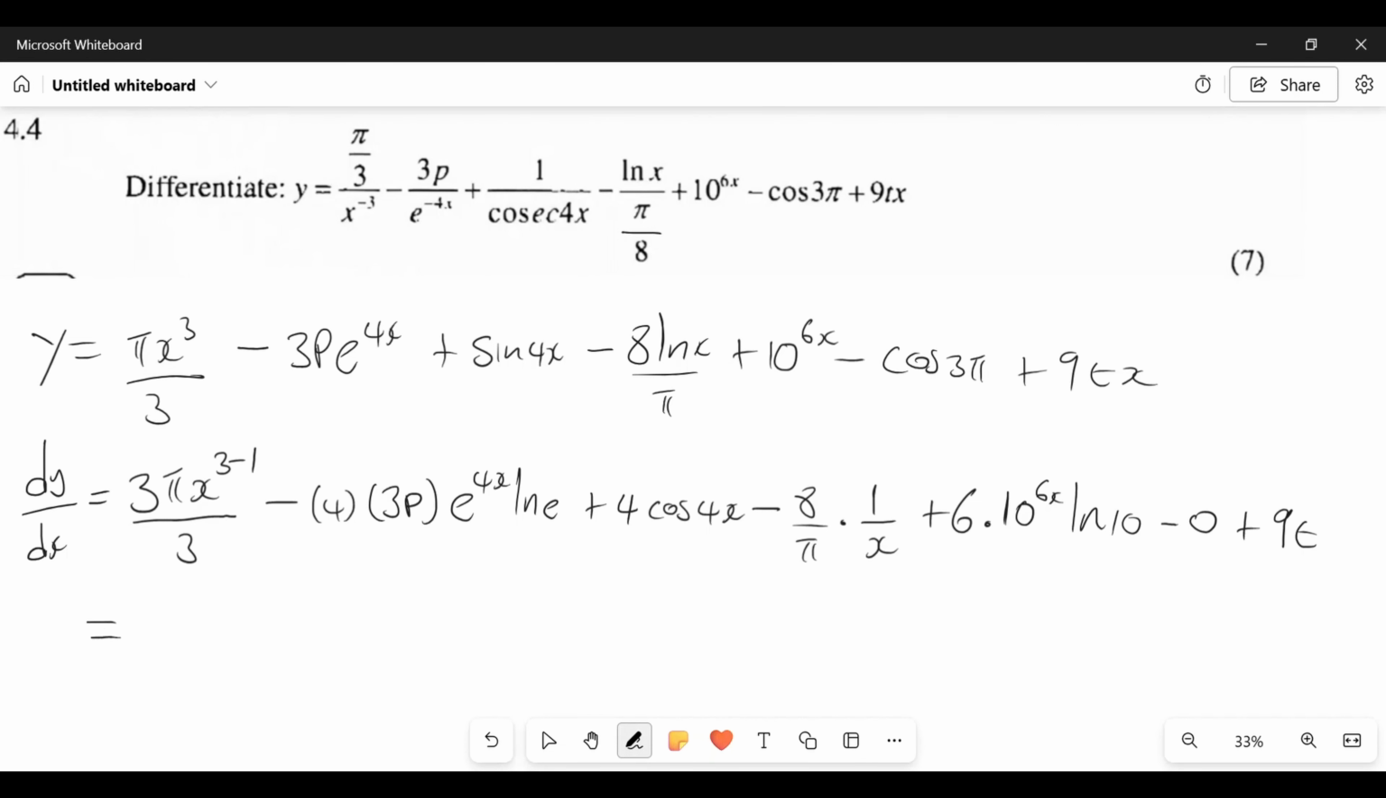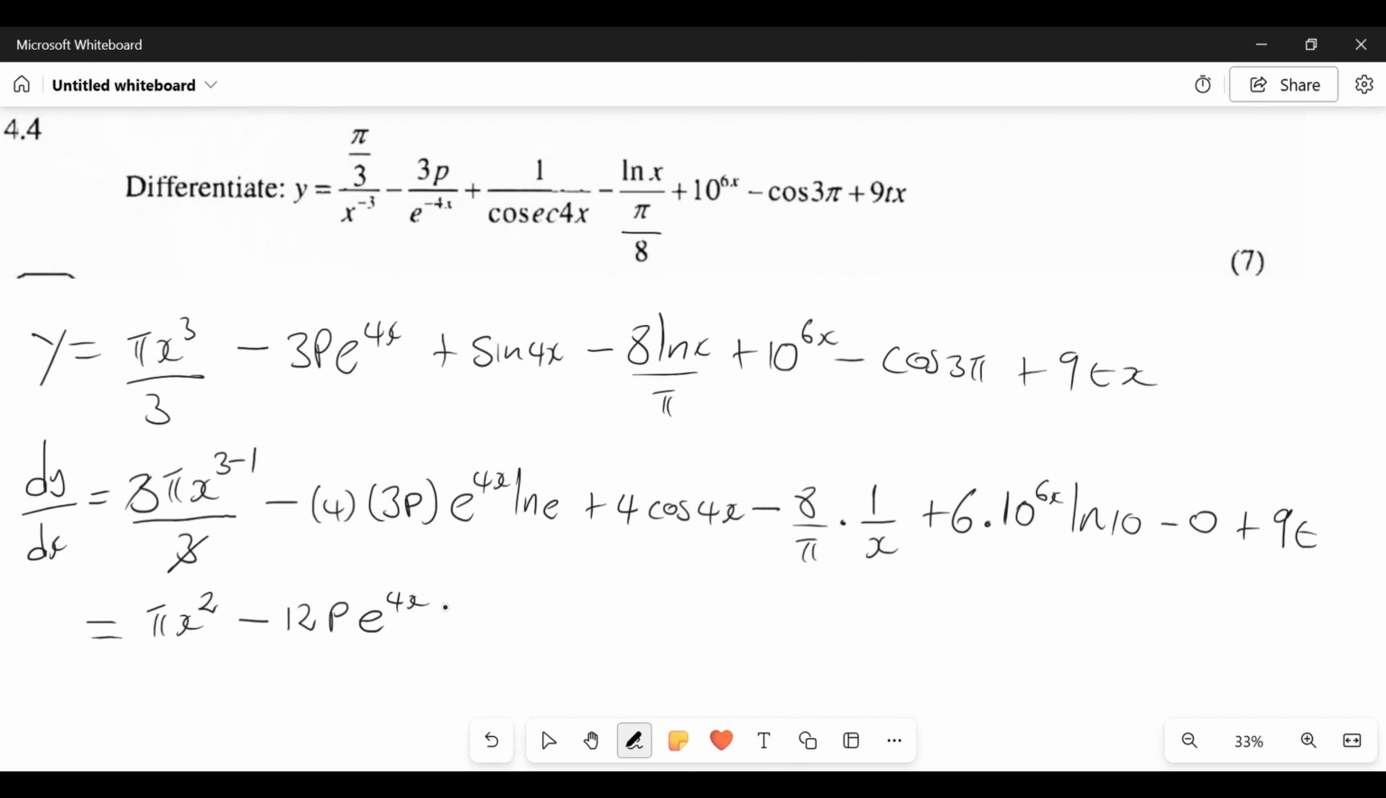So you can simplify it further, guys, by dividing this 3 with that 3, as you can see. Now what are we going to have here? We're going to have pi, and then we have 3 minus 1. This is going to give us squared there. And then we continue on the second term. We have 4 multiplied by 3. This is going to give us 12 multiplied by p, and that is going to give us 12p. And then we have e to the power of 4x. But look, we have ln e, guys. ln e is equal to 1. Even if you don't write it, it's fine.